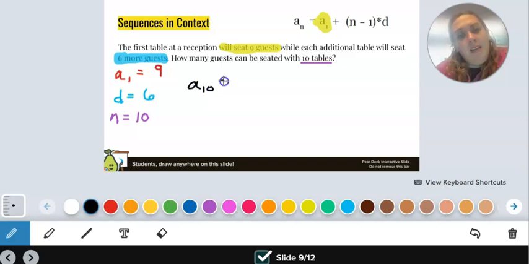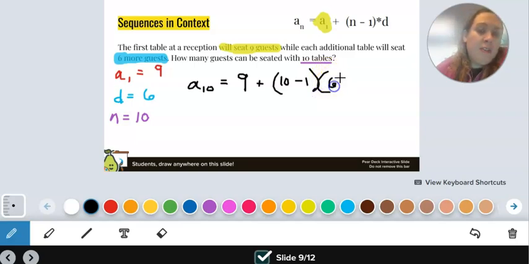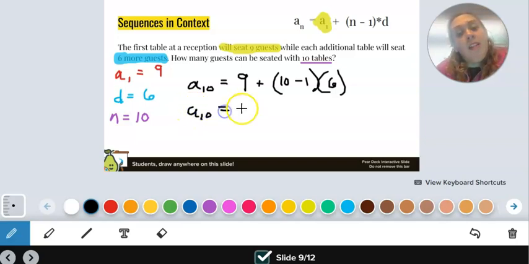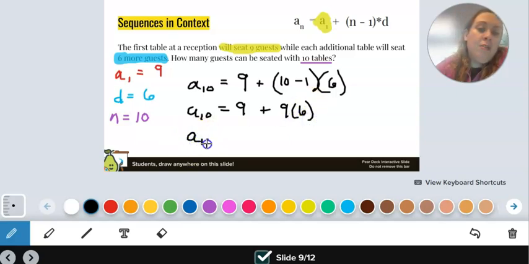So a sub 10 is a1, our first term, which is 9, plus 10 minus 1 times the common difference of 6. We do our parentheses first. 10 minus 1 gets us 9. Then we're going to do our multiplication. 9 times 6 is 54. And 54 plus 9 is 63.